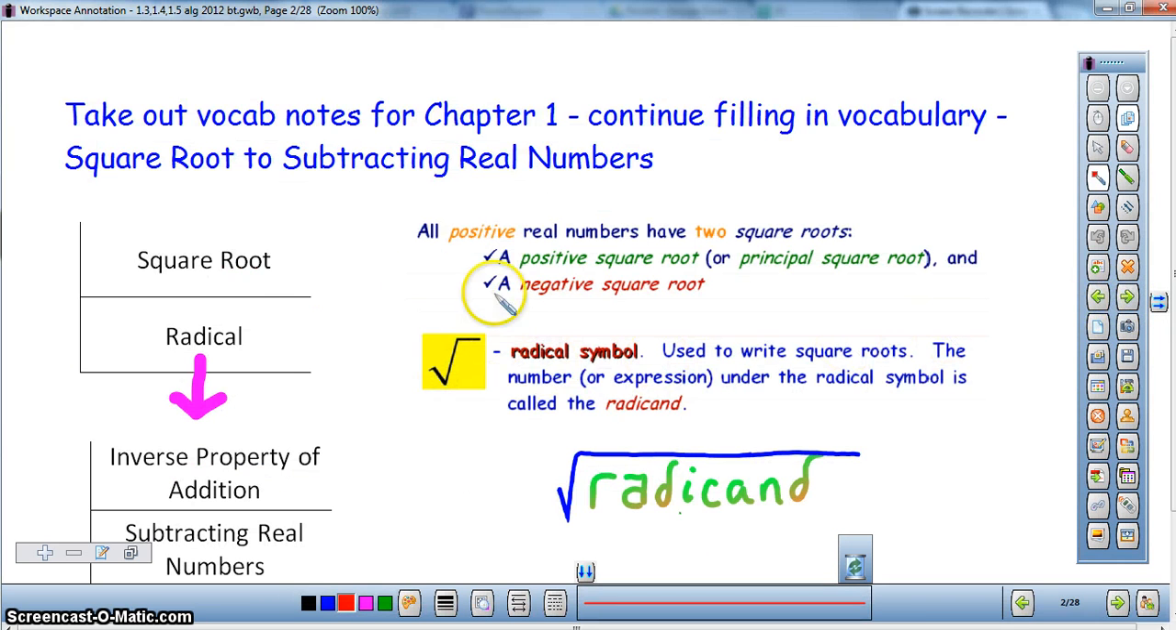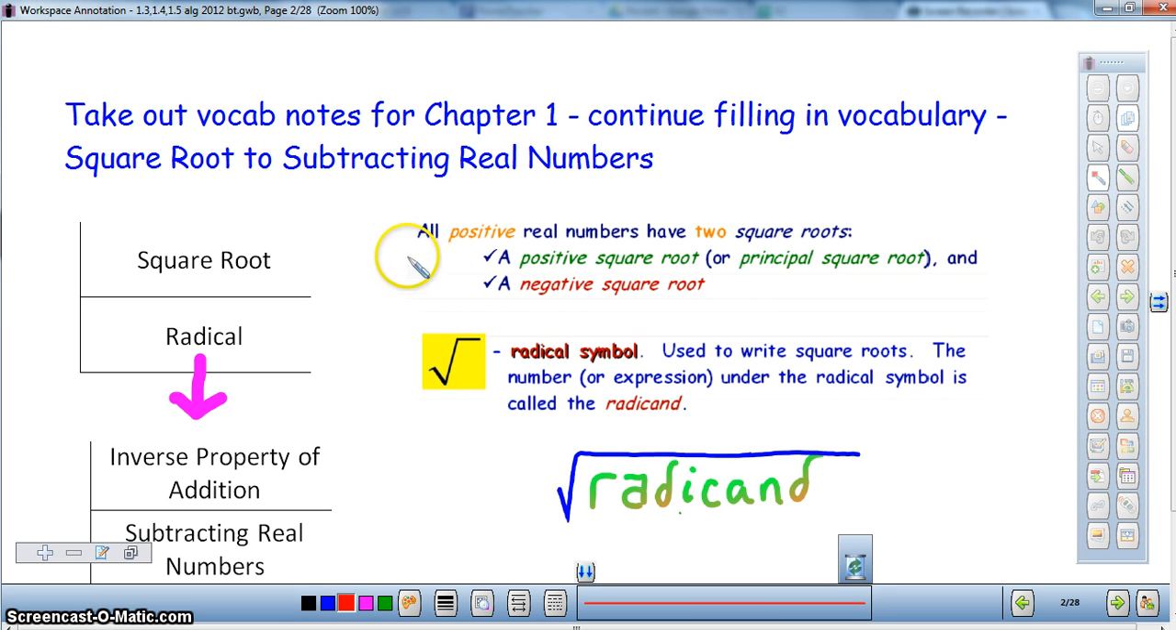If you look at your vocabulary notes that you have for chapter 1, we're going to have you continue to fill them in. A lot of the vocab you're going to see today, square roots, radicals, all the way through inverse property of addition and the subtraction of real numbers. So I'm going to have all of these filled in for you. You can use your textbooks, you can go online, you can use other sources to find these.